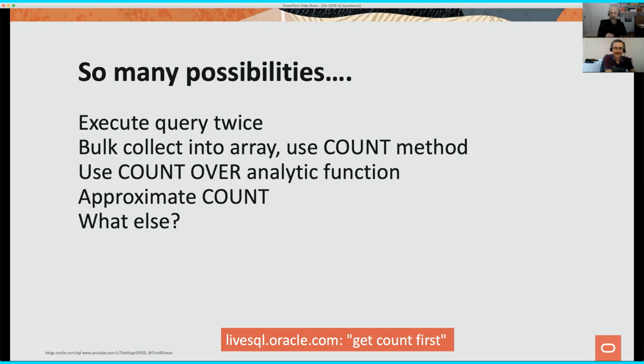So we've also got a live SQL script called get count first that you can take a look at, but we'll stay in the slides for a moment first. And sorry, I just went through, I thought somebody else came up, right.